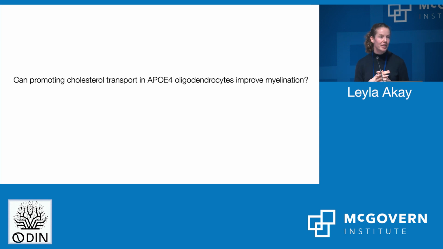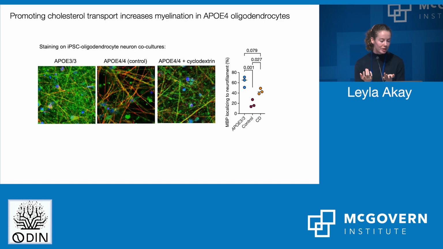But we next wanted to understand whether these two were functionally linked. So if we could rescue or alleviate this cholesterol transporting defect in oligodendrocytes, would we be able to improve myelination? And so in our culture system, we tested this idea using a compound called cyclodextrin, a drug that's known to solubilize cholesterol and move it between cells. And when we treated our iPS neuron-oligodendrocyte co-cultures with cyclodextrin, we saw that in the ApoE4 oligodendrocytes, there was an increase in the amount of myelin protein being produced.